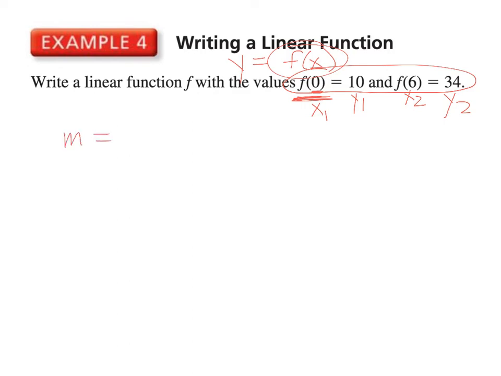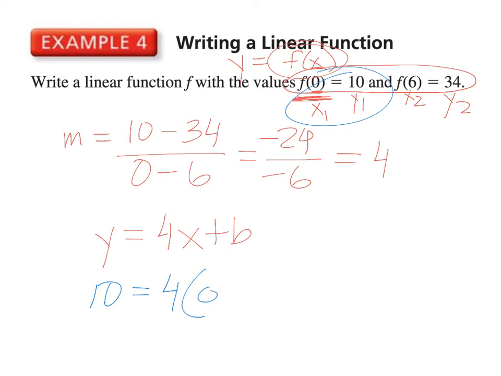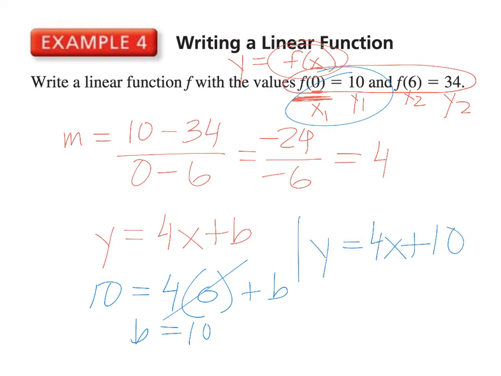Let's figure out the slope: y1 minus y2 over x1 minus x2. I have -24 over -6, which is 4. So I get y equals 4x plus b. Once again, choose whichever point you want. I'll choose those. So I have 10 is equal to 4 times x, which is 0, plus b. So my b is 10, and I end up with y equals 4x plus 10. It's as simple as that.